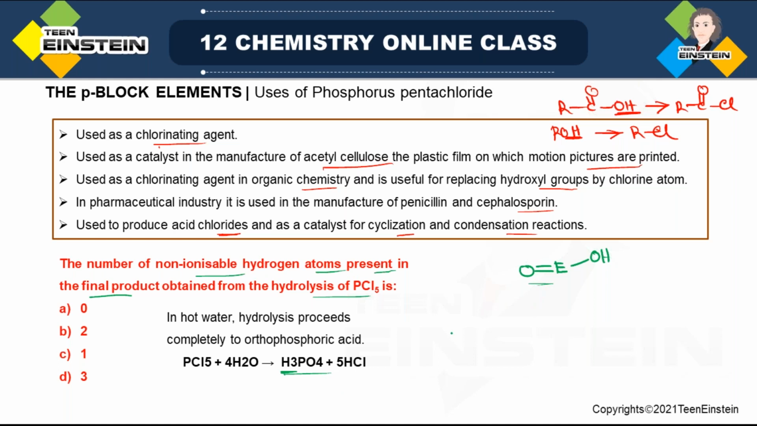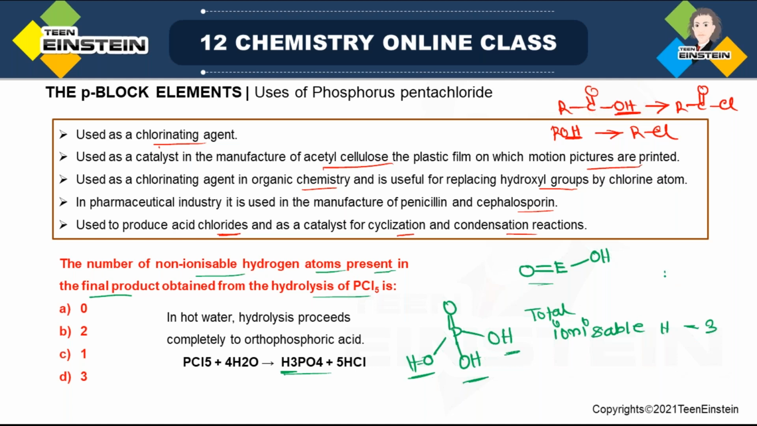That is why it is called an oxoacid. Now H3PO4, its structure is like this. Here we have 3 OH. Now when a hydrogen atom is attached to oxygen, as you can see, 3 hydrogens are attached to oxygen. These are actually ionizable hydrogens. So here the total ionizable hydrogen is equal to 3.